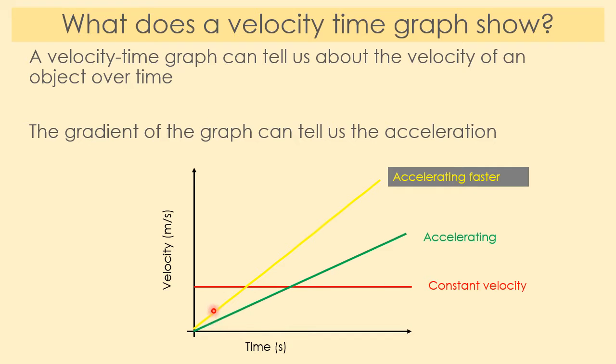This yellow line here, we are accelerating faster. We're going faster than this one. We're getting to a higher velocity quicker, so we're accelerating faster. And our last one, we've got the line going down. So going down shows us that we are decelerating. We started at a high velocity and we've decreased our velocity. We've got slower. We call that decelerating or deceleration.